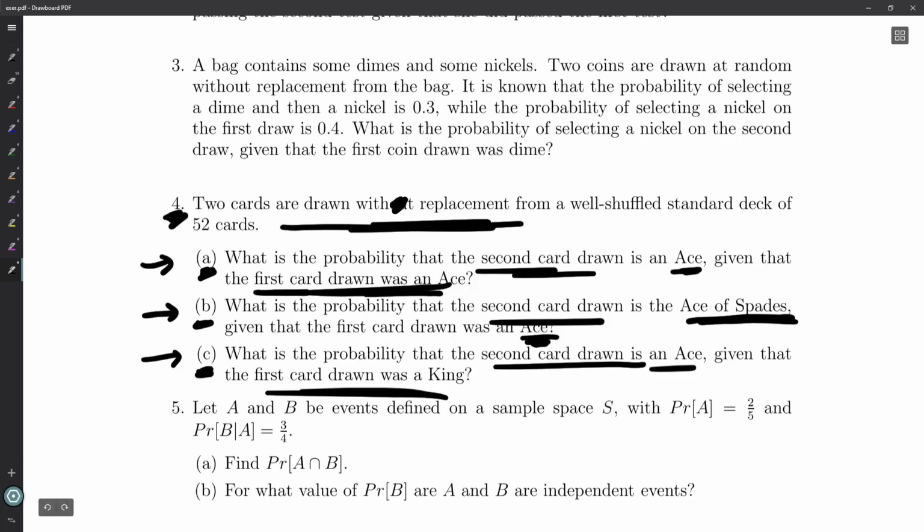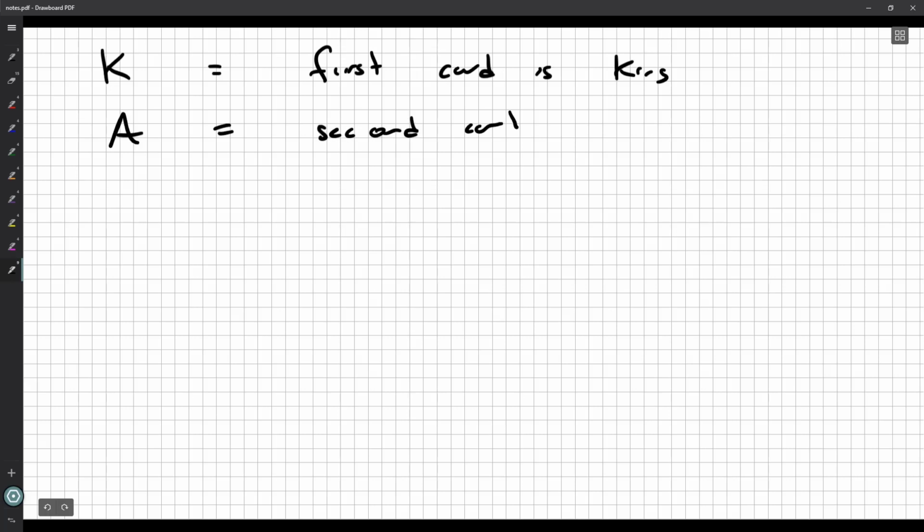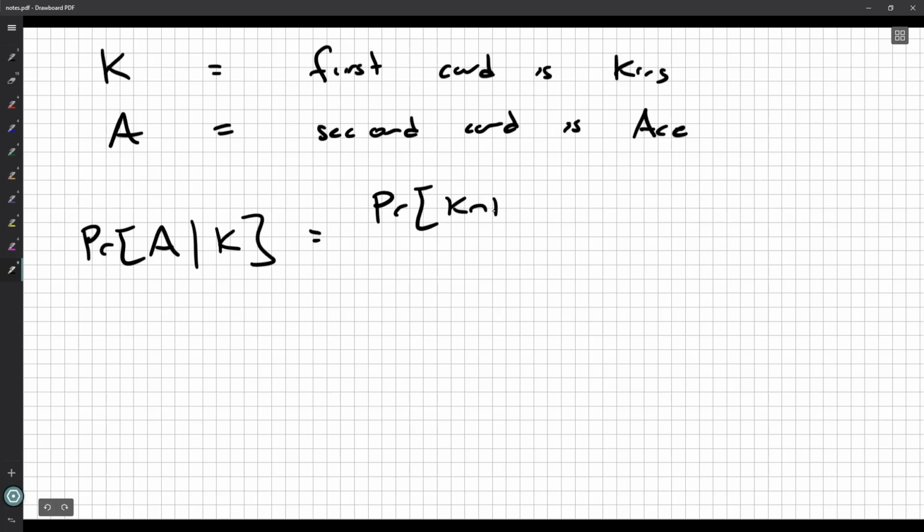Now, if this was with replacement, this would be an example of sort of independent events. Knowing that I got a king, and then I took my king, I shuffled it back in the deck, tells me nothing about getting my ace. But since it's without replacement, let's walk ourselves sort of through what's going on here. So we'll have event K. First card is a king. A. Second card is an ace. We want the probability of getting an ace second, given that the king came first. Always put your known event down below.